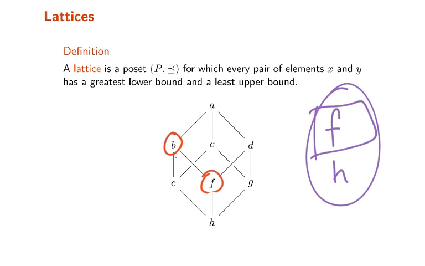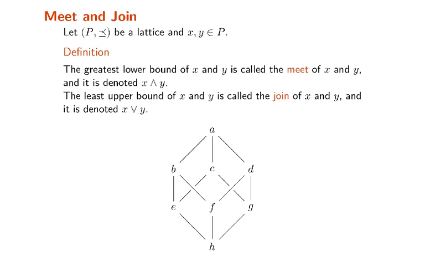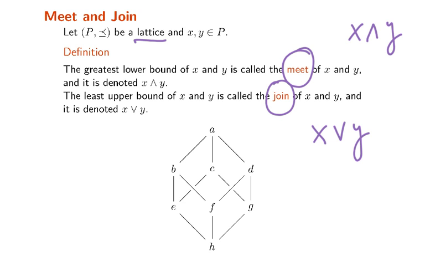But in this one, I'd like you to try with every possible pair, and you will see then that for every pair, there is a greatest lower bound and least upper bound. And in the case that we actually are in a lattice, this greatest lower bound and least upper bound have a particular name. So the greatest lower bound is going to be called the meet of x and y, and is going to be noted this way. And when we consider the least of the upper bounds, it's going to be called the join, and the notation is going to be this one.